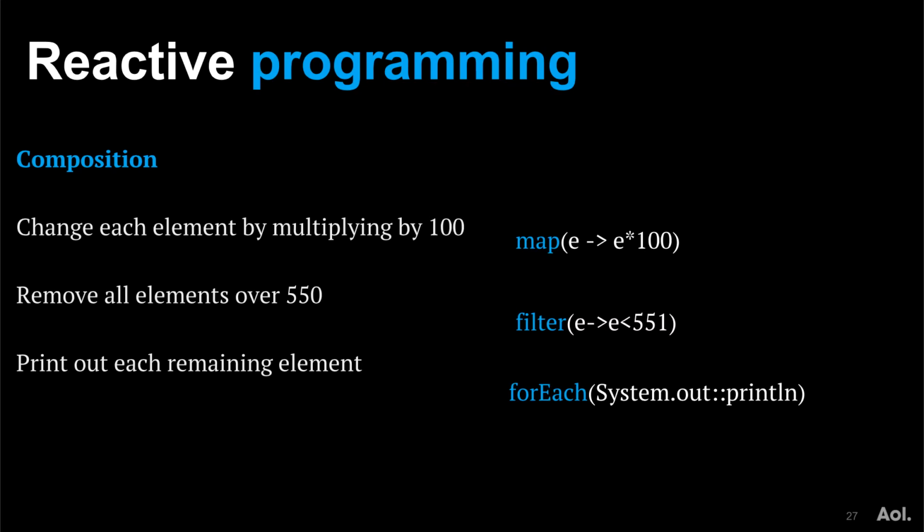To remove all the elements over 550, we use the filter operator. Again, we're passing in a lambda expression with a single parameter, which will be the result of the previous stage, and we just check that that is less than 551 to determine whether or not to keep it in the pipeline. And then finally, on our last stage, we're just going to accept each element in, and we're going to print it out to the console if it's made it this far.